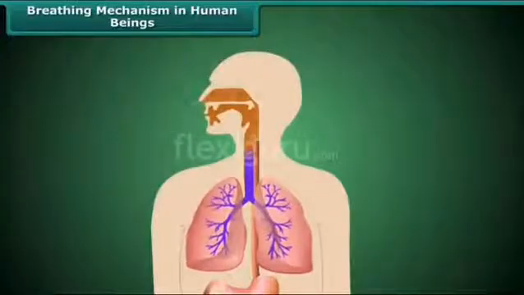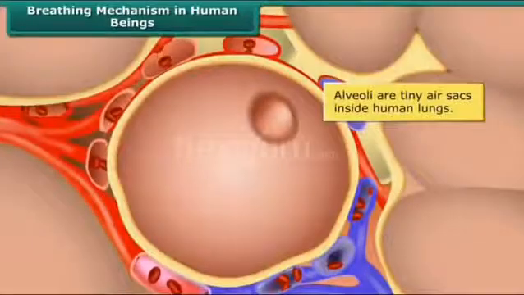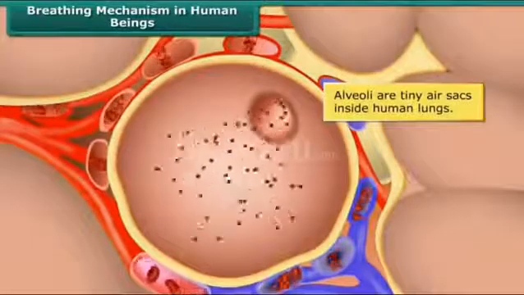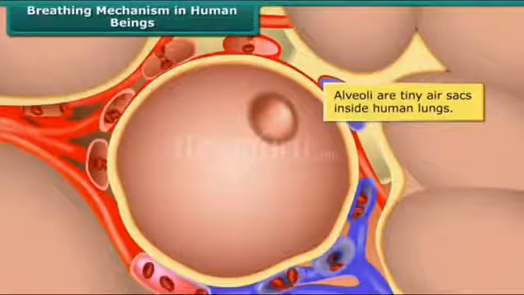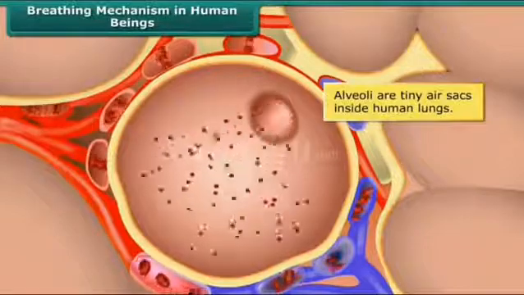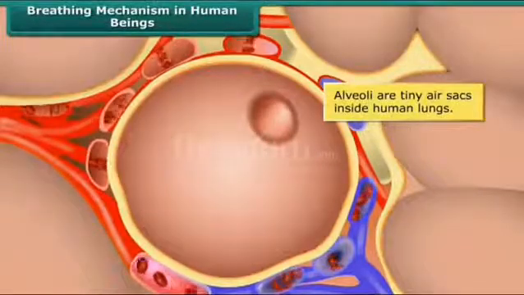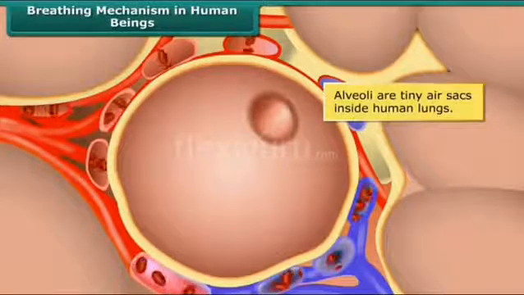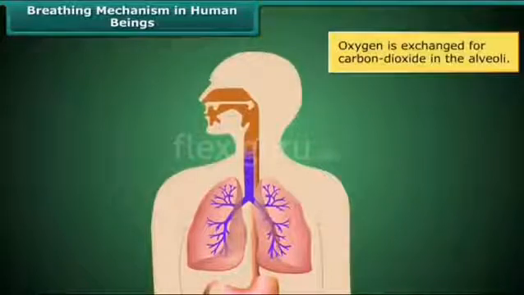Once the inhaled air reaches the lungs, it enters tiny air sacs known as alveoli inside the lungs. Here in the alveoli, gas exchange takes place. That is, oxygen is exchanged for carbon dioxide. The oxygen in the alveoli travels into the bloodstream and is used up in cellular respiration. The carbon dioxide in the blood moves into the alveoli and is expelled out of the human body through exhalation.